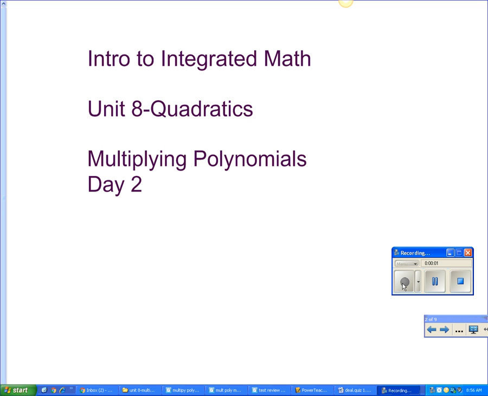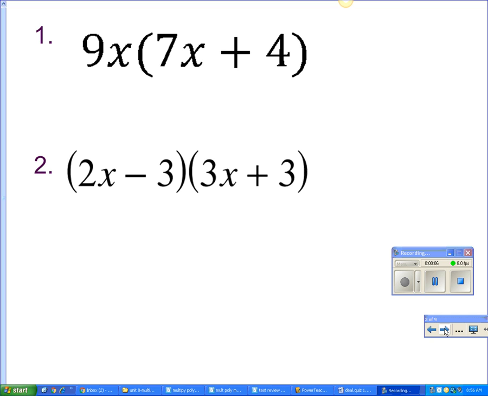Doing multiplying polynomials day 2. So go ahead and write down number 1. That's a review problem from yesterday. Go ahead and write it down on your paper. 9x parentheses 7x plus 4.